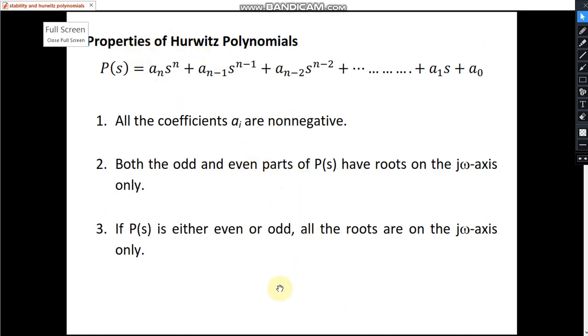So these are some of the properties, but these properties are not sufficient conditions. If, for example, any coefficient a_i comes out to be negative, then we can say that the polynomial is not a Hurwitz polynomial. But if all the coefficients are non-negative, then it is not sure whether the polynomial is Hurwitz or not. For that purpose, we have to test the sufficient condition.